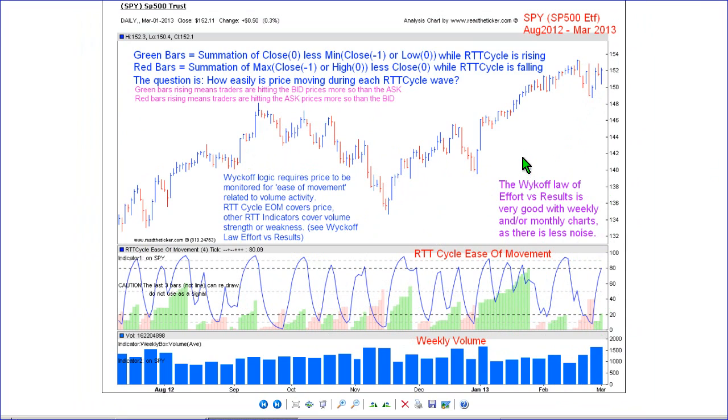As price and volume actually come back to the upside. So like I said before, this is a tool to help analyze Wyckoff's law, effort versus results. It covers the price action, and the volume can be studied on its own, or you can add other RTT indicators to help compare price and volume action. Okay, so here are a couple of examples.